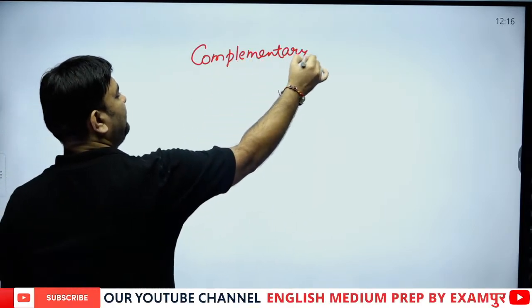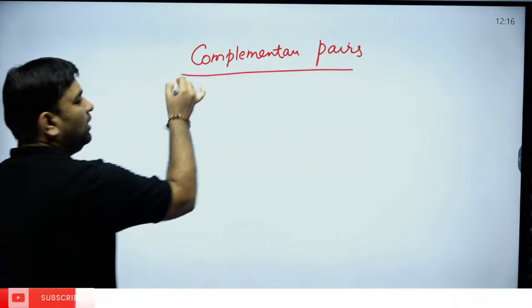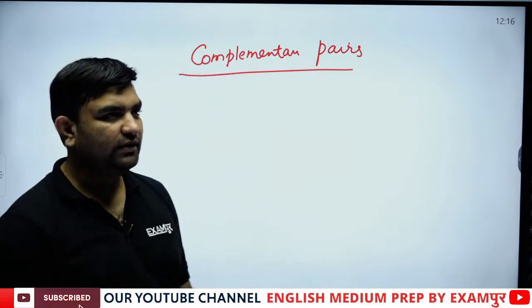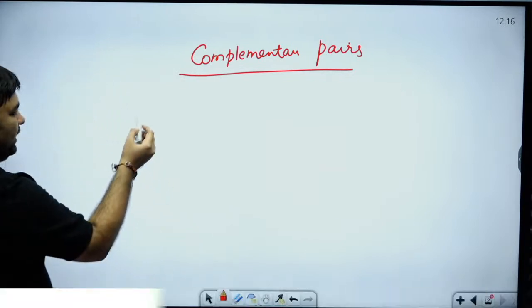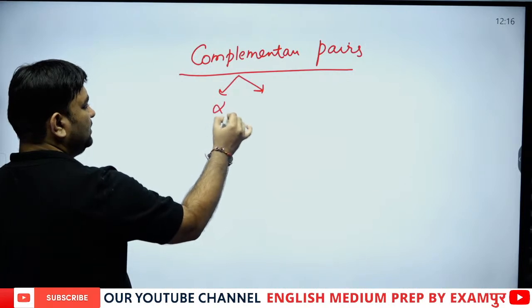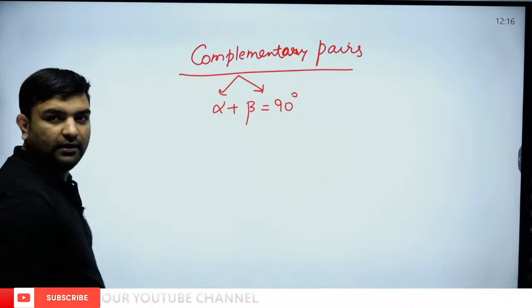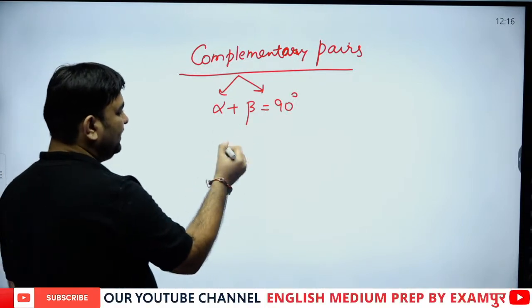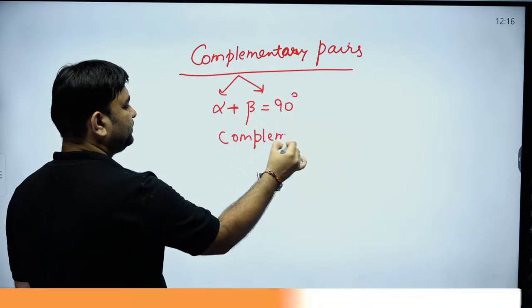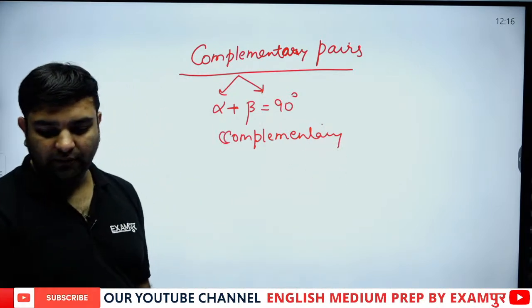I would be only giving you a small hint of the theory. You know, guys, complementary angles are those angles whose sum is 90 degrees. So if alpha plus beta is 90, then they are complementary. When the sum of two angles is 90 degrees, then they are complementary.